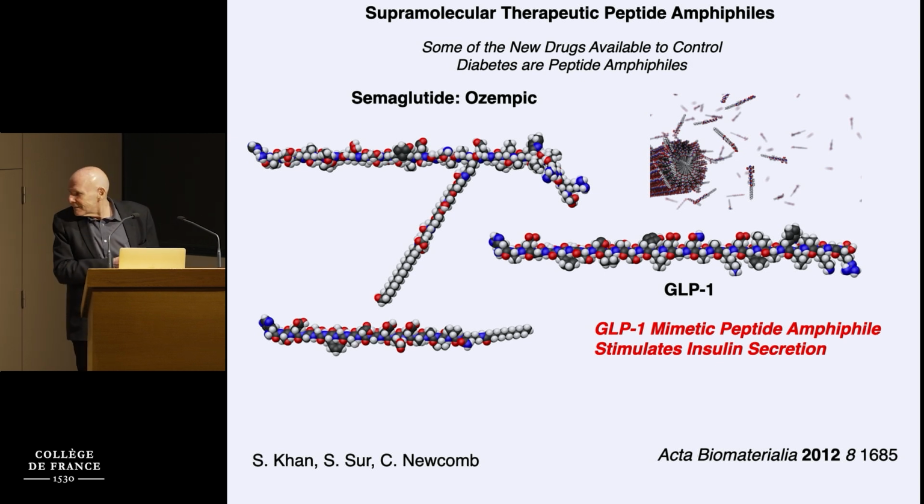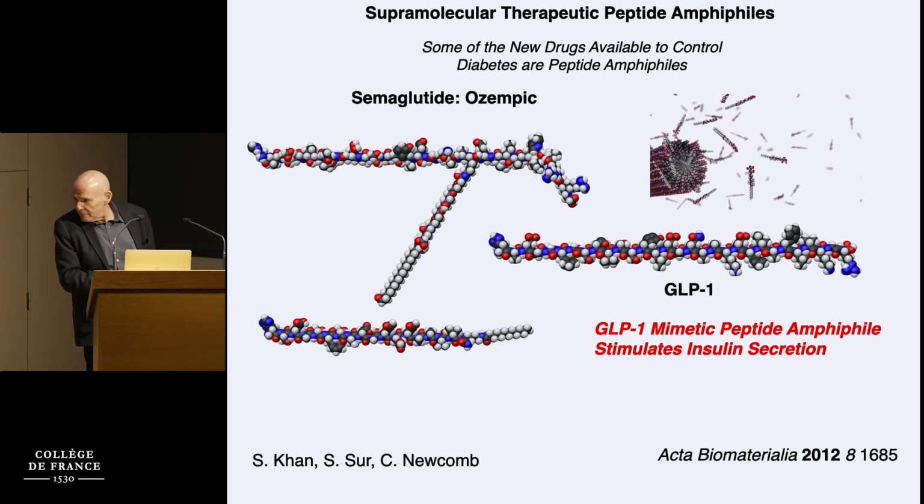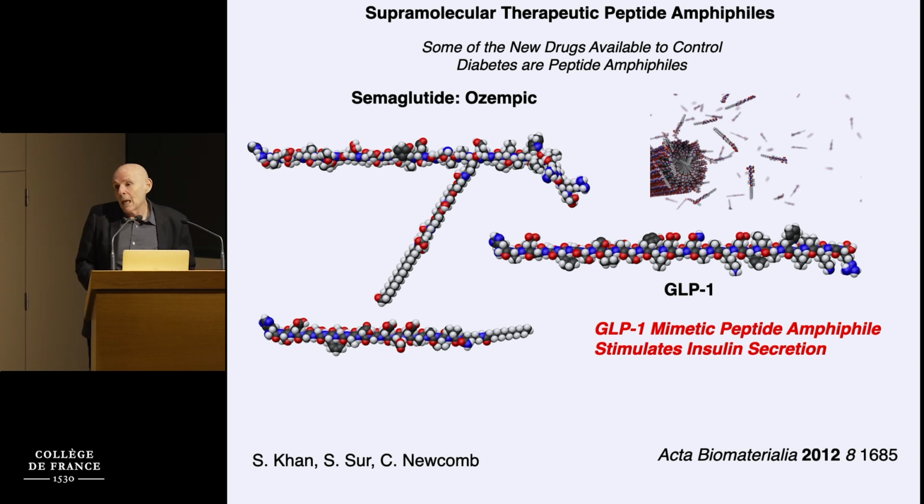You sort of see the architecture here, except that they placed it in an orthogonal position to the semaglutide, which is the Gila monster peptide. And this is, of course, what you're trying to mimic, GLP-1, and this is the peptide. But I want to point out that in 2012, we created a peptide amphiphile that was a GLP-1 mimetic and found that it stimulated insulin production or secretion.